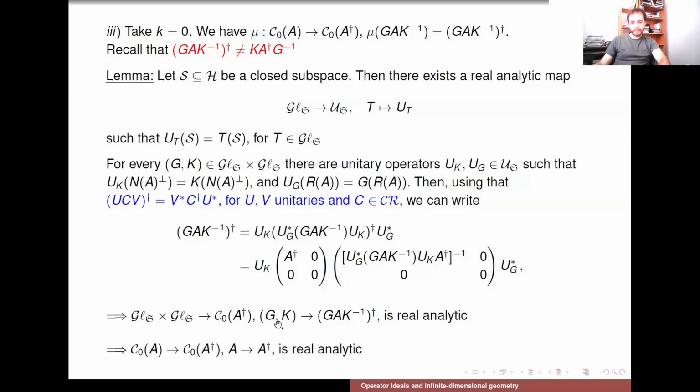Then we can pass to the orbits using that we have a real analytic homogeneous structure. So our homogeneous space admits real analytic cross sections. So we can conclude that this map between orbits is in fact real analytic.